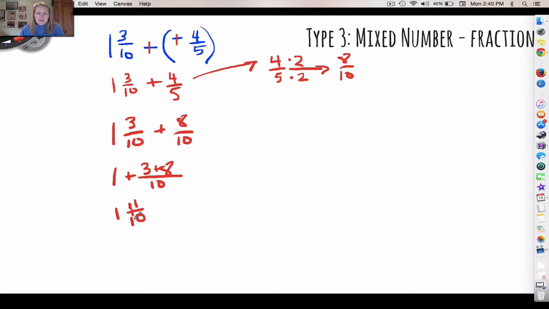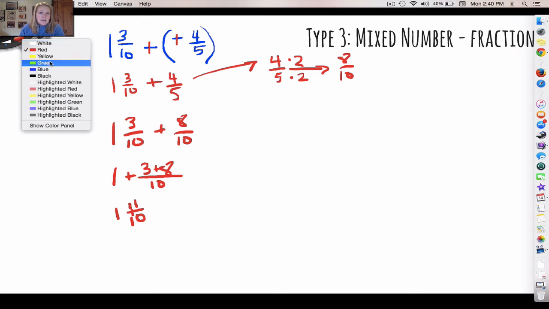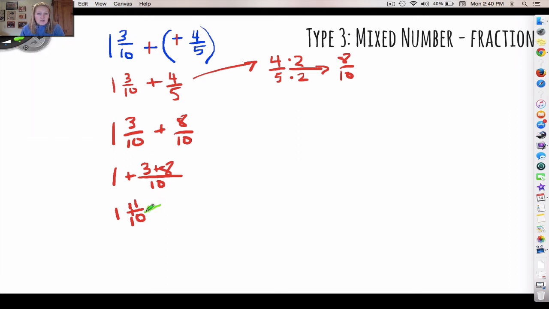Am I allowed to have that? The answer is no. That's an improper fraction within a mixed number. Totally unacceptable. So what we do is we turn this improper fraction into a mixed number. So we're going to do 11 divided by 10. It goes in once. We have 1/10 remaining.